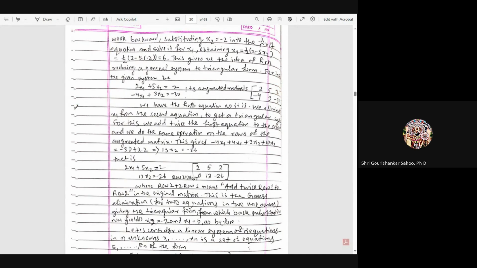So now you have the eliminated system, that is two equations in two unknowns, giving the triangular form, from which by back substitution you can get the values of the other variables. So you have your x2 is equal to how much? Minus 2. Substitute this value in the previous equation by going backward, and you'll have your x1. Are you getting it?